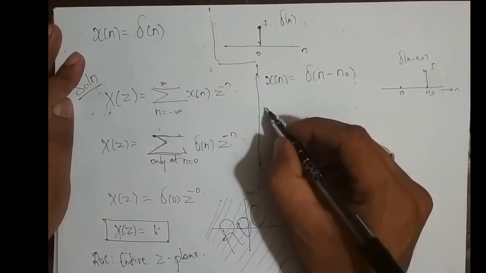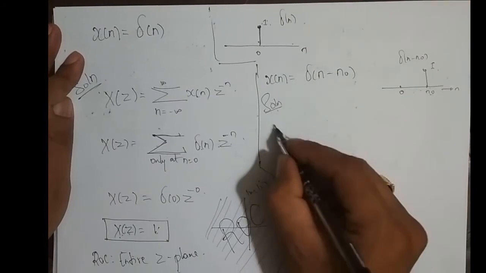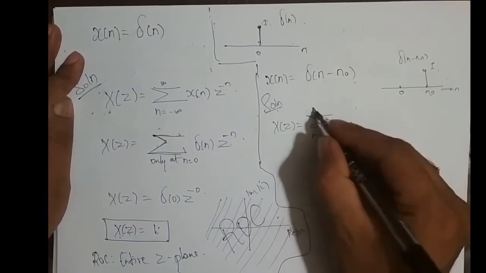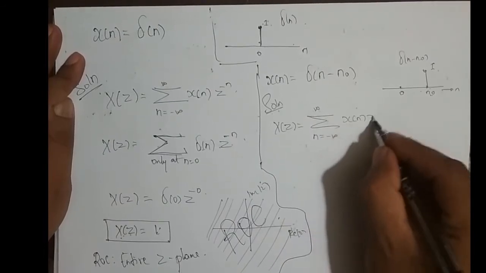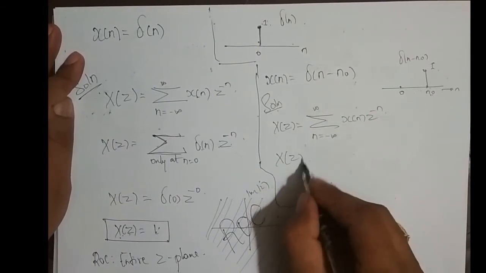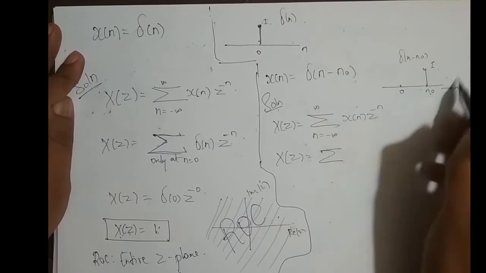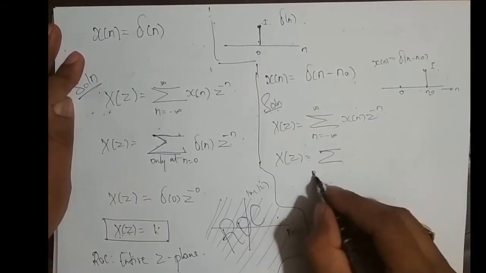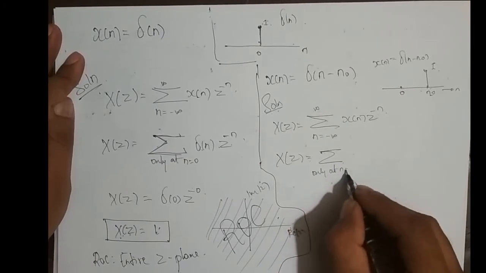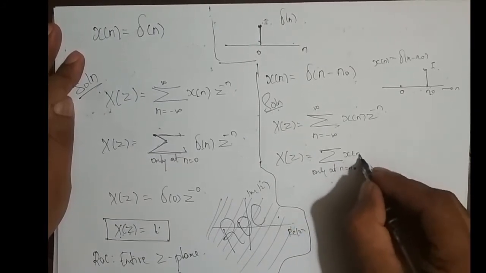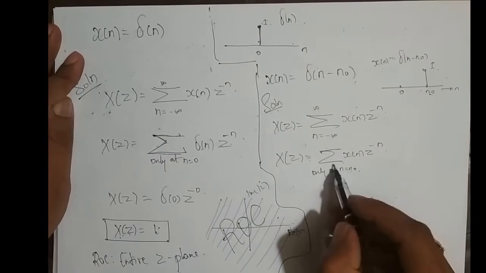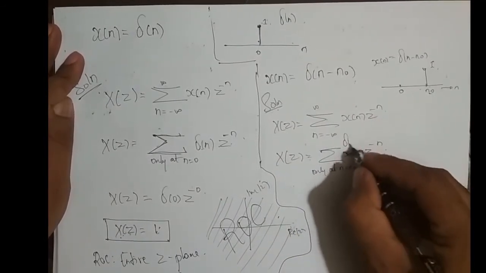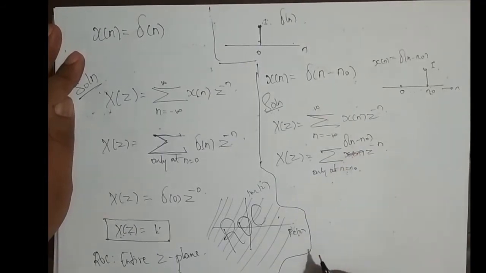We'll see that. So solution: x of z is equal to what? Summation n varying from minus infinity to infinity x of n z power minus n. This sequence x of n is defined only at n equal to n naught, right? So I'll write it only at n equal to n naught, x of n z power minus n. But only at n equal to n naught, what is the value of x of n? It is nothing but delta of n minus n naught, right?